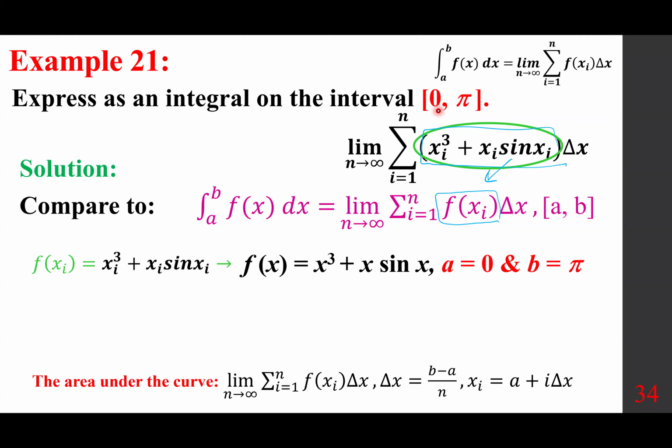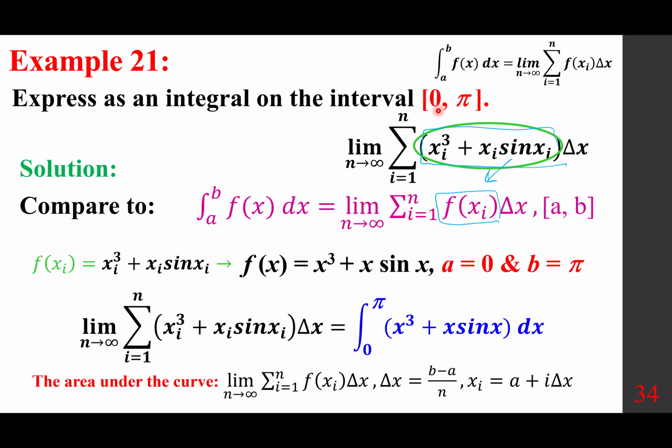So we write the limit of x sub i cubed plus x sub i sine x sub i times delta x, as we take the sum from i equals 1 to n and we take a limit, is the integral of a to b, 0 to pi, x cubed plus x sine x dx. In other words, we can go from the limit to the integral format and vice versa.